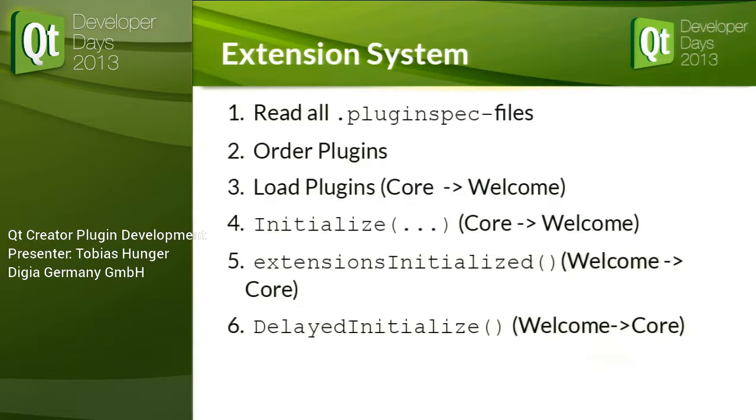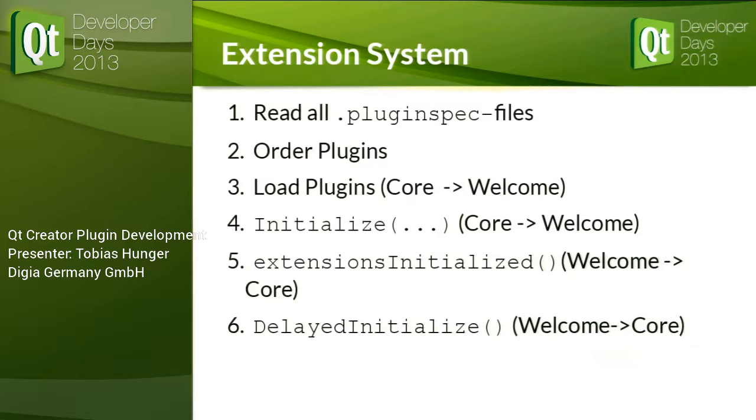In the next phase, we have an initialize phase. Again, it goes from the core plugin to the very topmost plugin, or leafmost plugin. And in that phase, it calls a method called initialize with some command line arguments, error strings, and all that. In this phase, the plugin is required, in the Qt Creator case at least, to put its objects into the objects pool and populate all those things.